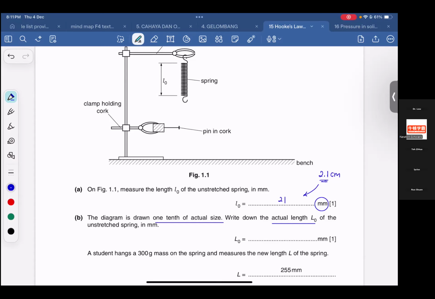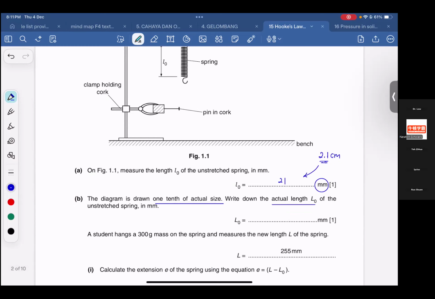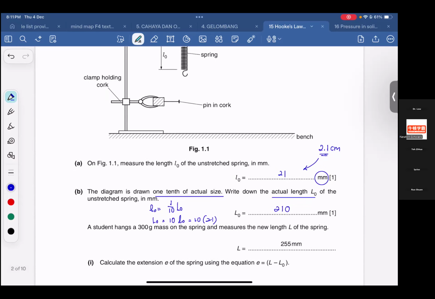How do you know? Okay, Zihua says 210 mm. Correct. So this one is 1/10 of the actual size, L0. What we measured just now, small l, is only 1/10 of L0. So L0 should be 10 times small l, which is 10 times 21, so 210 mm.